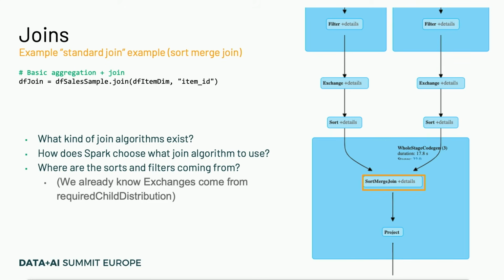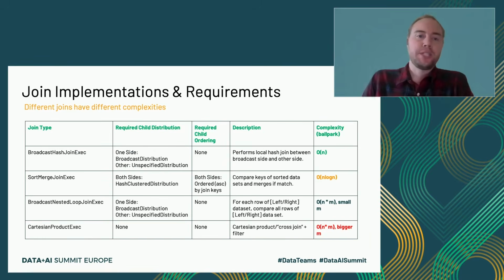And we will then find out in the next few slides that a similar type of requirements actually also leads to these two sorts that are happening before this sort merge join operator is actually executed. So what kind of join implementations do we have? In this slide, you will see a table of the 4 most common join operators and what their required child distributions are, the required child ordering, a brief description of what all these operators do, and a ballpark complexity estimate.